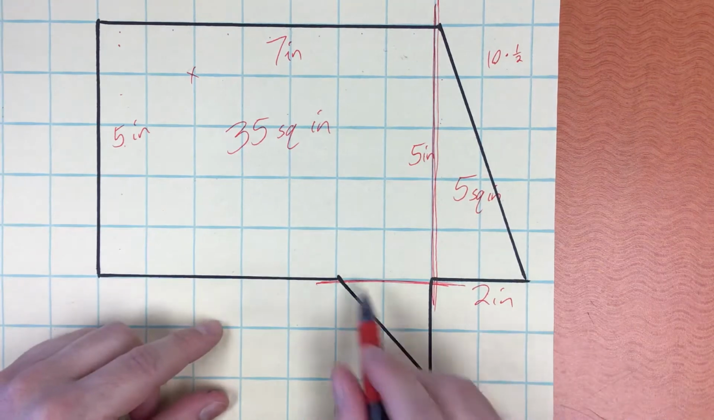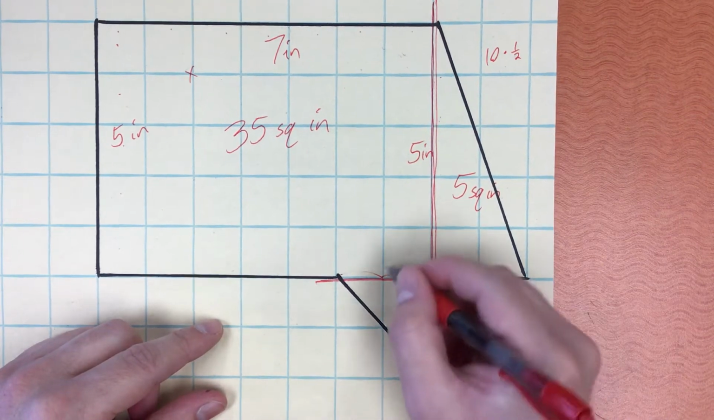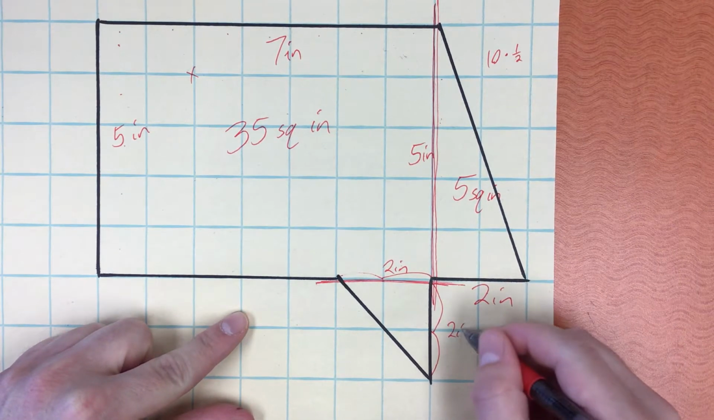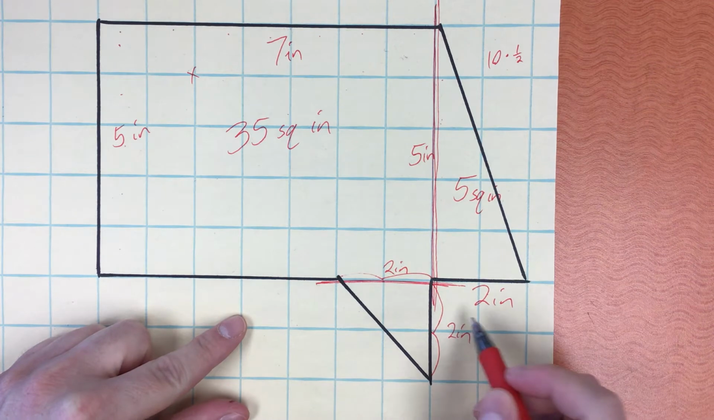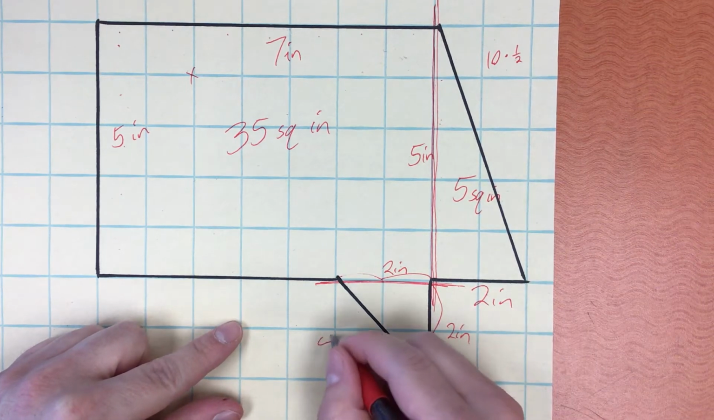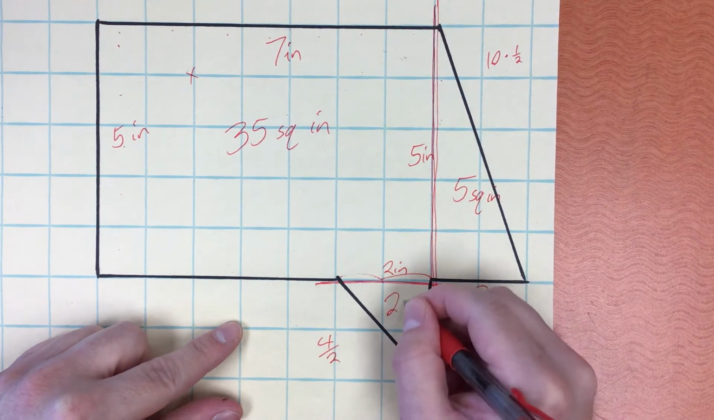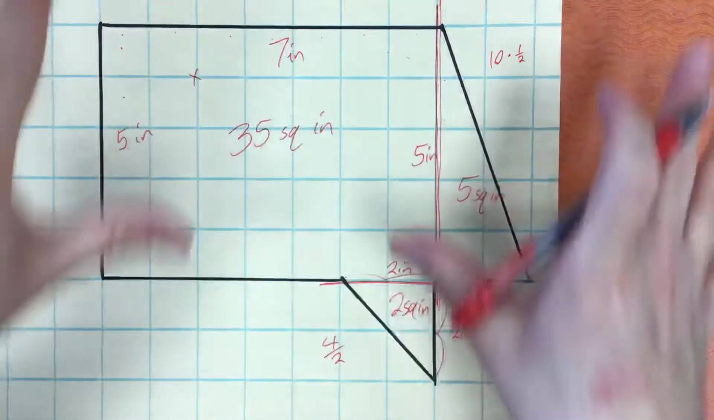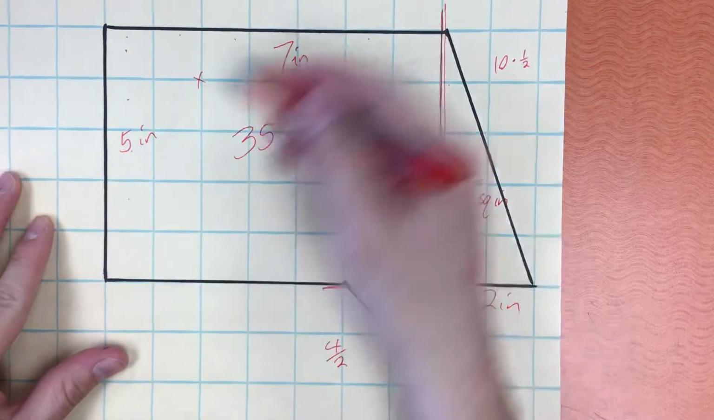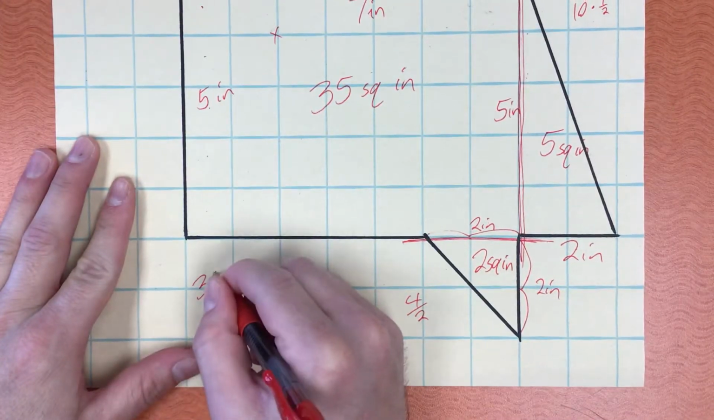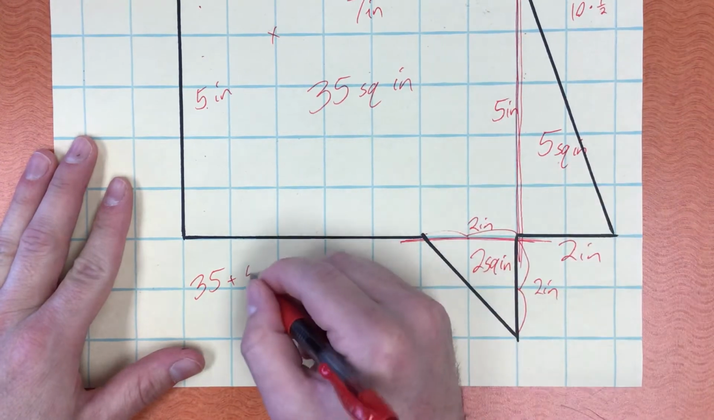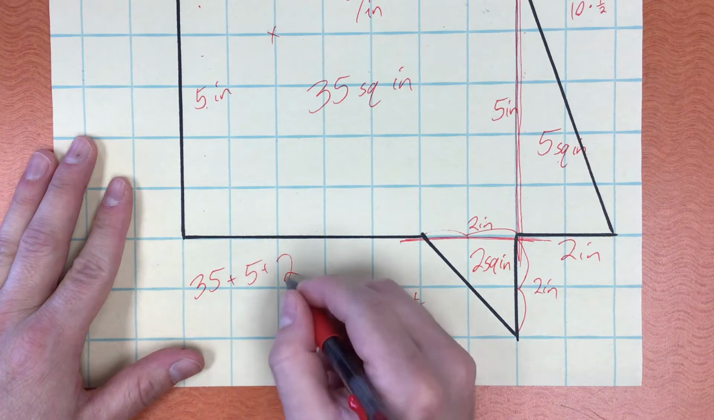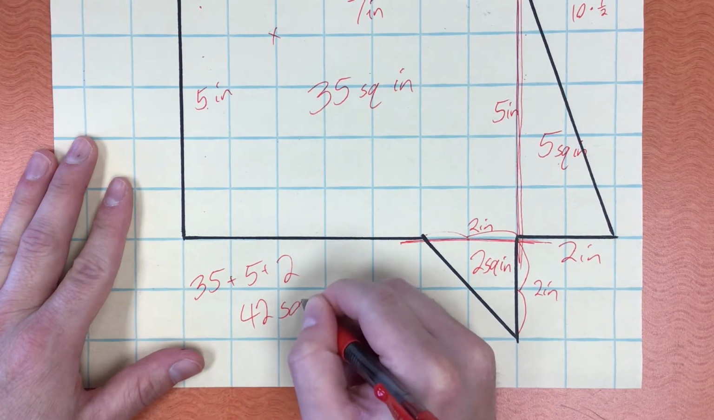Good. How about this guy? We got 1, 2 here. We got 1, 2 there. So 2 times 2 is 4. So 4 divided by 2 would be 2 square inches. And then we've got to put it all together, okay? This is great and this looks great, but to find the entire area, we've got to go 35 plus 5 plus 2. So 35 plus 5 is 40, plus 2 is 42 square inches.